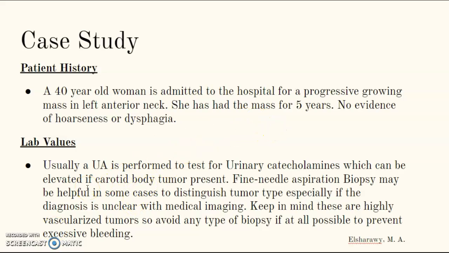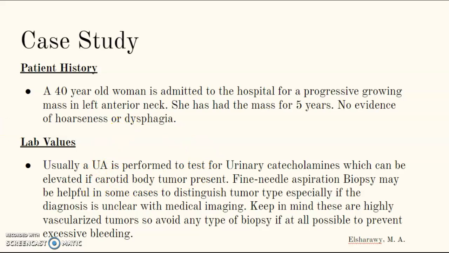For lab values, I didn't get the particular lab values for this case, but usually a UA is performed and can be tested for catecholamines, and if they're elevated, it can correlate to a possible carotid body tumor. Fine needle aspiration and biopsies can be helpful, but we need to keep in mind that this is a very, very vascular structure, so it would have to be done by a surgeon or someone that can do it very well.